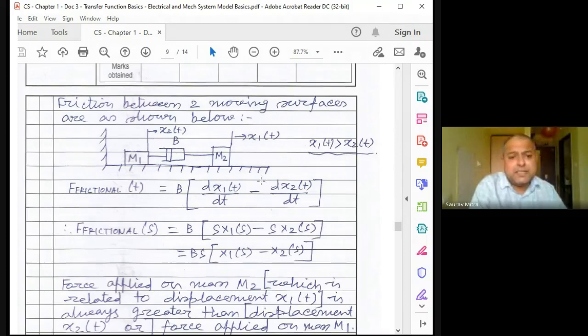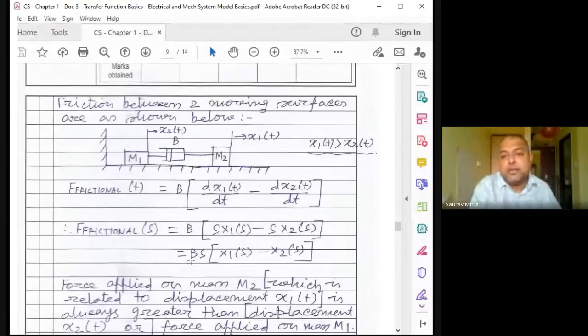And next is the force of m1. This side will have some displacement x2, and the right side will have some displacement x1. So what is the net frictional force? F(t) = B(dx1/dt − dx2/dt). Taking the Laplace transform, dx1/dt becomes s X1(s), and dx2/dt becomes s X2(s), and B is the frictional constant. So that will be B s(X1(s) − X2(s)).